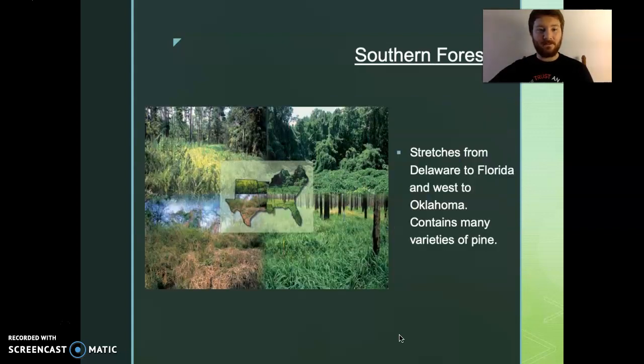You have the southern forest. This looks kind of like something you might find in our backyards, right? No, probably not. But this up here looks a lot like Florida.